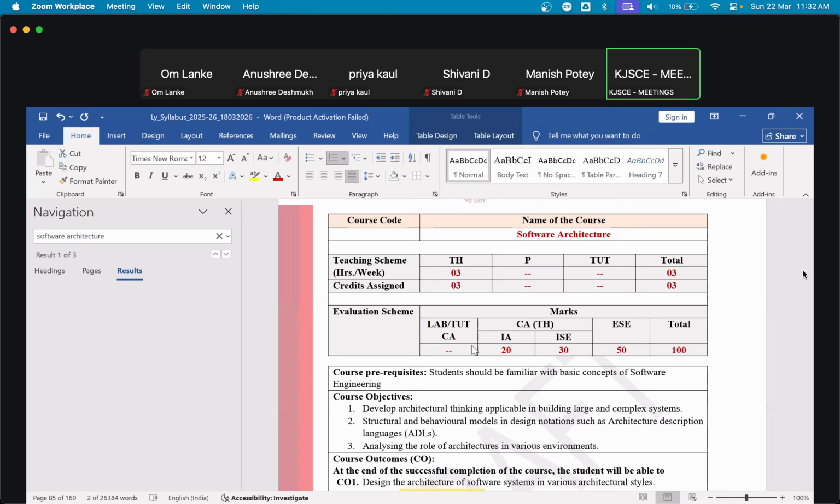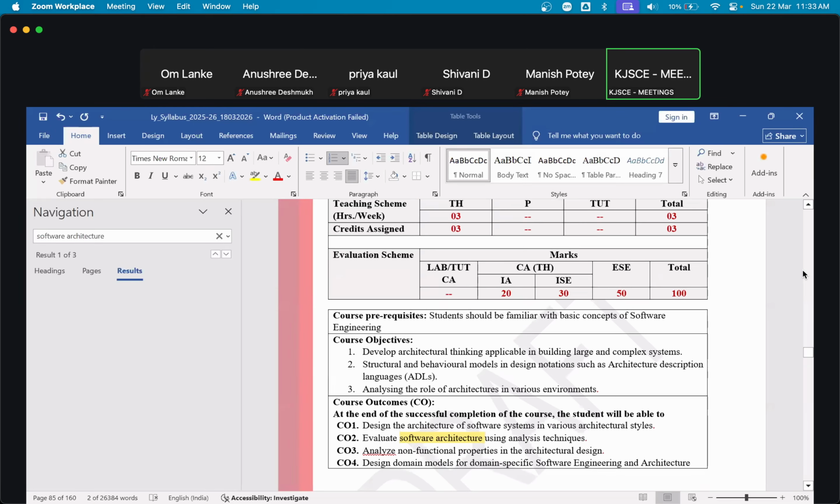Under software engineering, you have already studied the different types of designs available, and how you can give different perspectives of a particular software by using different types of models. In this course, you will be able to understand the design of the architecture of a system in various architectural styles, then evaluate the software architecture using analysis techniques.